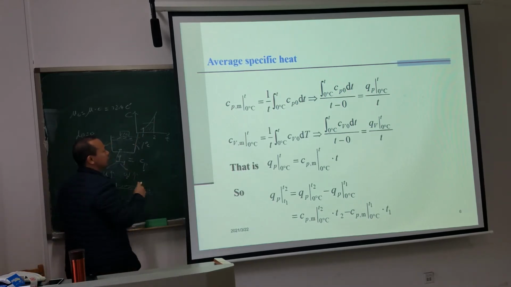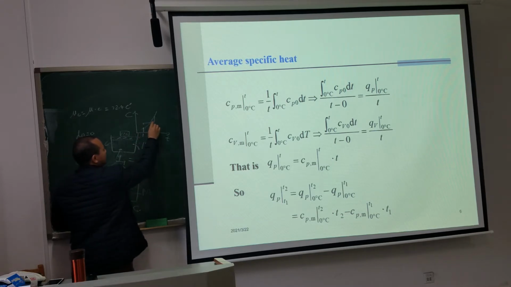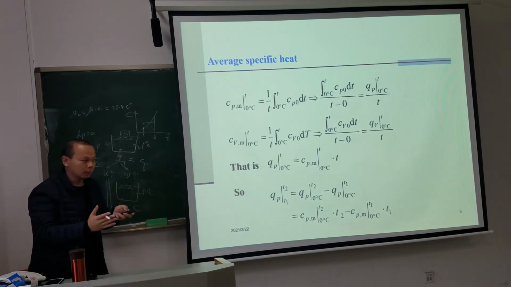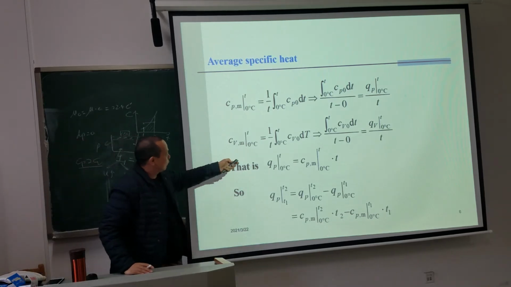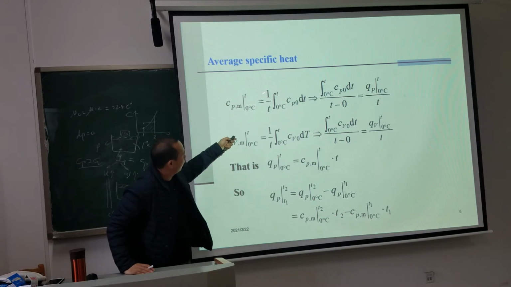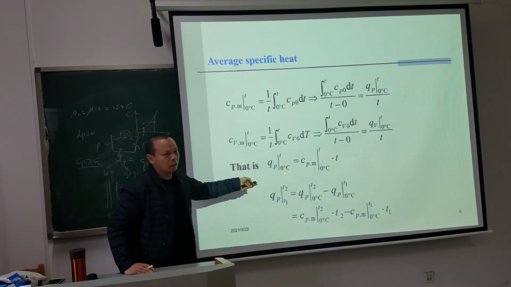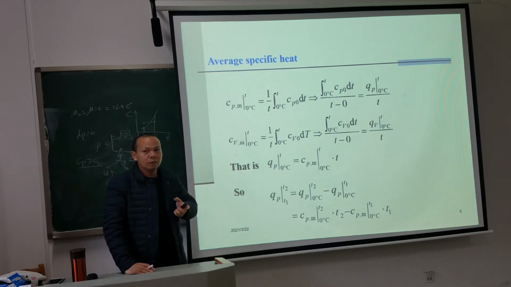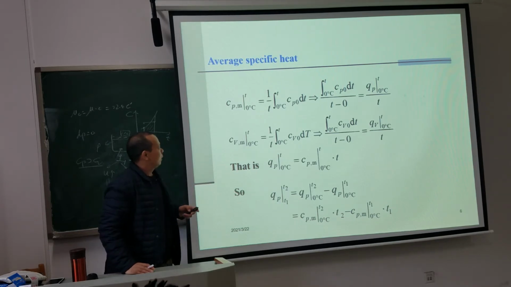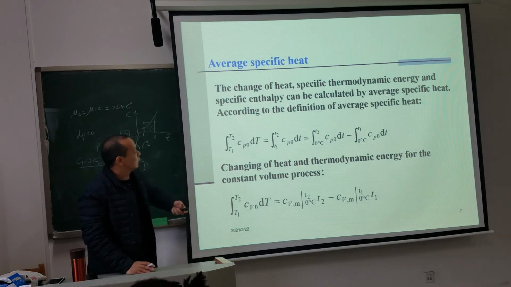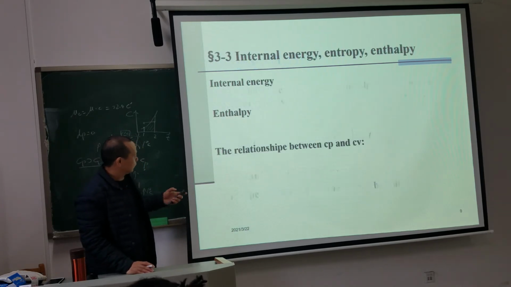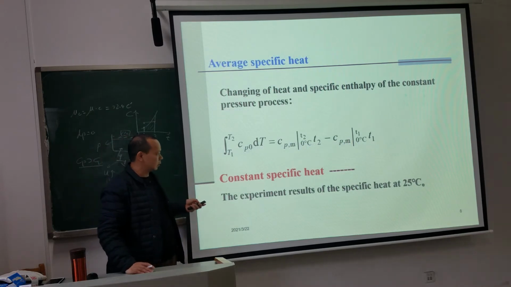For example, I can use this one. This is the average specific heat. We can also use it, okay? If you are interested in this one, you can try to understand what it is, but in our class, maybe it is not so important. You just know it, that is enough. And there is another one, a constant specific heat.